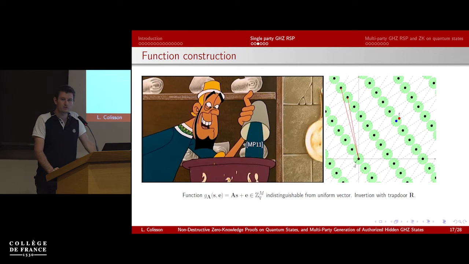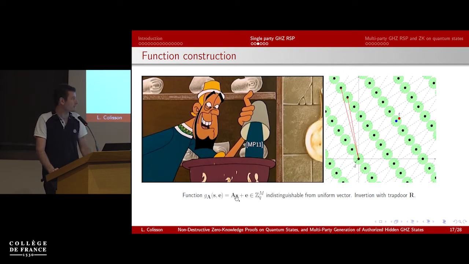Okay, so now that we saw the protocol to come up with a digit state, let's see how we can construct the family of functions that we need. The first step in our construction is to use the Micciancio and Peikert construction. In this paper, they give you a way to sample a matrix A that looks random. This is a matrix in Z_q, and it has m rows and n columns.